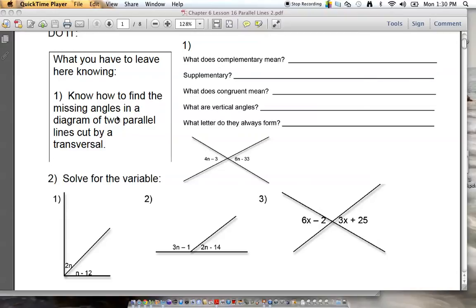Let's get started. Now, before we do all of this kind of work here, let's go over the quiz. So that's step one.